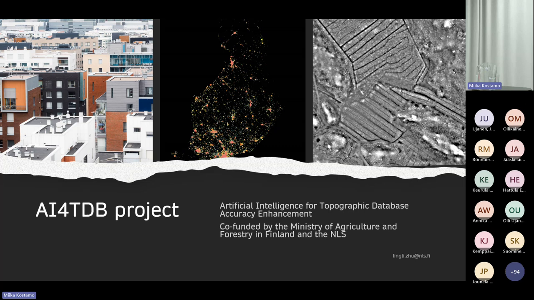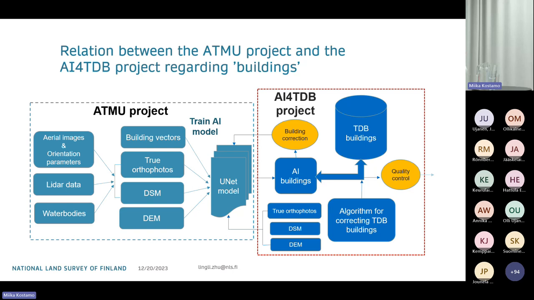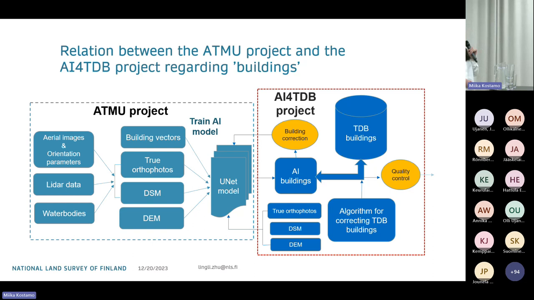Here, I want to show you the relations between these two projects. In the Autumn project, we started from orthophoto production. We use the aerial images, orientation parameters, LiDAR data and the water bodies to produce the orthophotos. And also we got the image-based DSM. Together with the building vectors and the DEM, we trained those data in the UNet model.